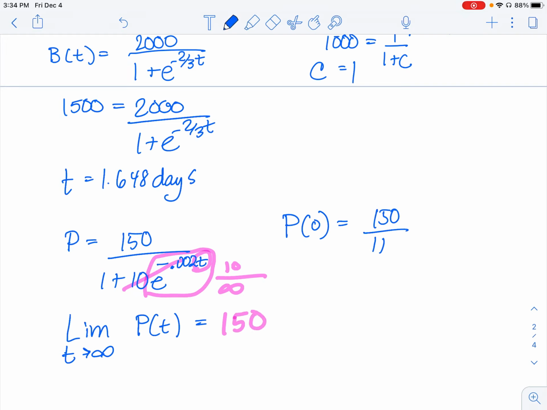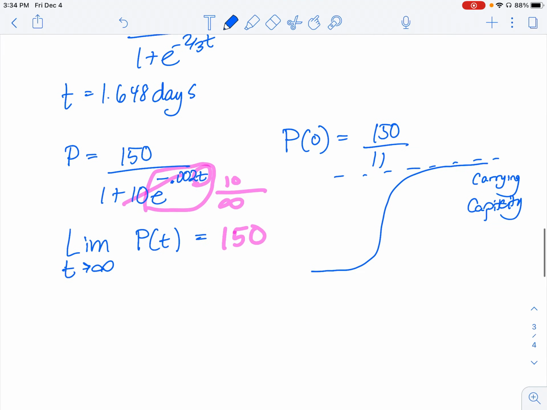Okay, and let me bring you to this. This is a logistically growing equation. Okay, remember the graph? That right there is that carrying capacity. That's what happens when you go to infinity with time. That's how much population that the environment can handle.